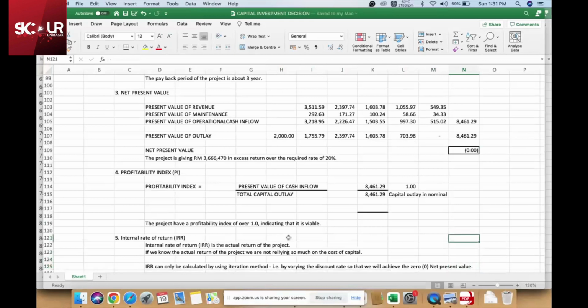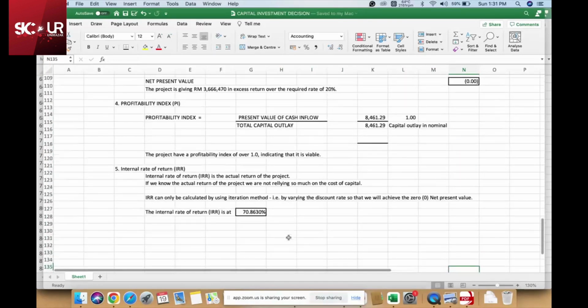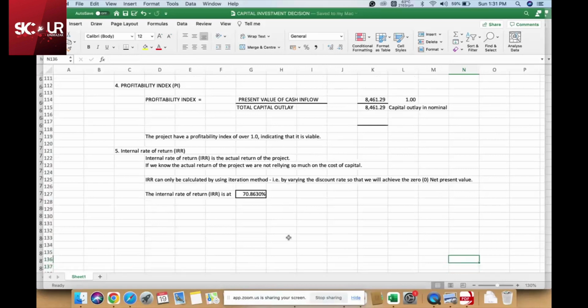So we want to know what the internal rate of return is. We will iterate and change that cost of capital until we get a zero net present value. The discount rate that is used to get zero net present value is the internal rate of return. So it is the actual return of the project. 70.863%. This is the actual rate of return.